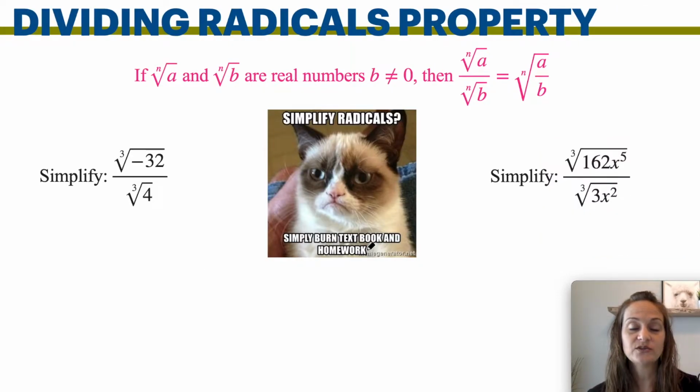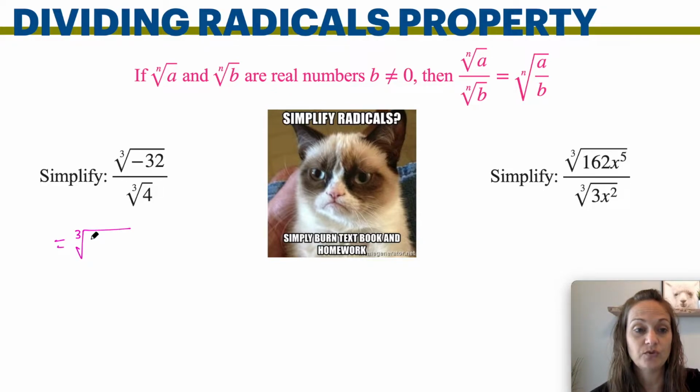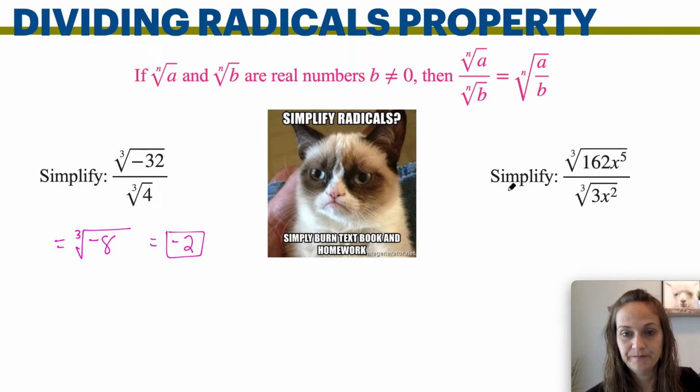Now, dividing radicals uses the same type of property, as long as the number that is in the denominator is not 0. So again, make sure the index has to be the same. Cube root over cube root, so it does combine. So 32 divided by 4 is going to give you the cube root of negative 8, which is the number negative 2. Same thing, you can go ahead and combine the cube roots, so you can make it all one cube root. 162 divided by 3 is going to be, I believe, 54.